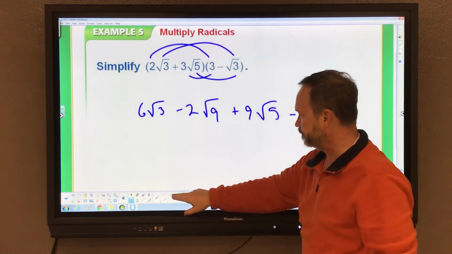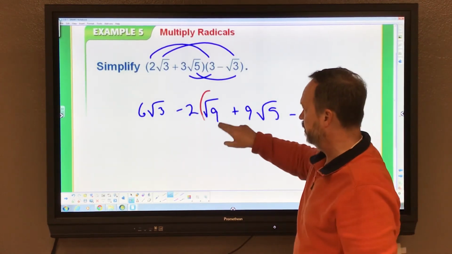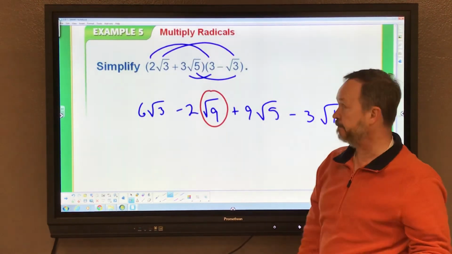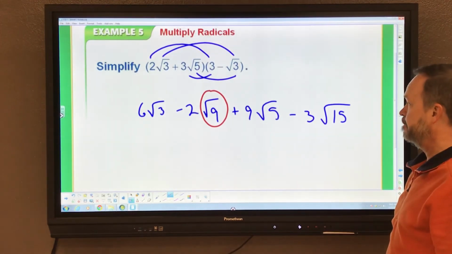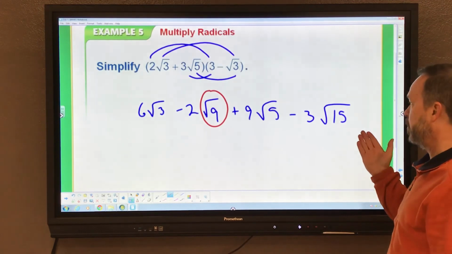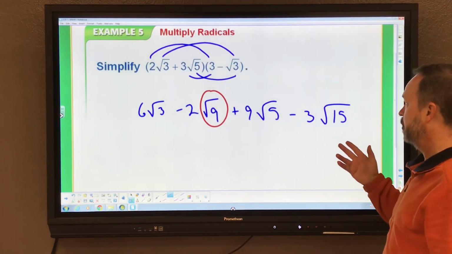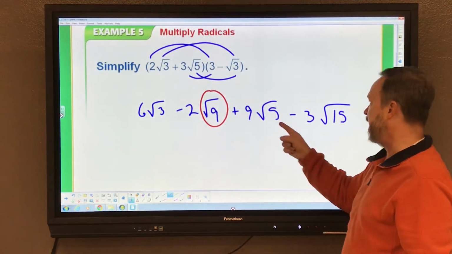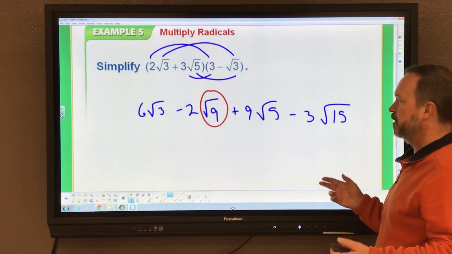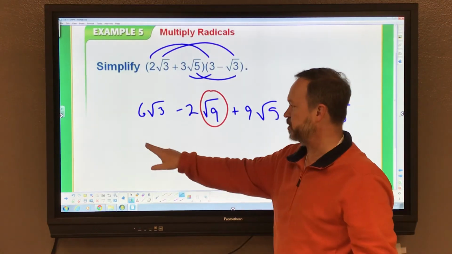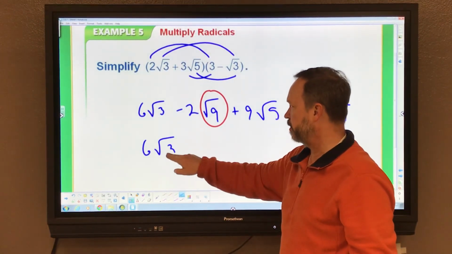Now, this cleans up because it's just 3, right? It's just 3. But none of the others are like radicals because you got the square root of 3, the square root of 5, the square root of 15. You can't find any squares hiding in there. So ends up, the final answer is just 6 times the square root of 3.